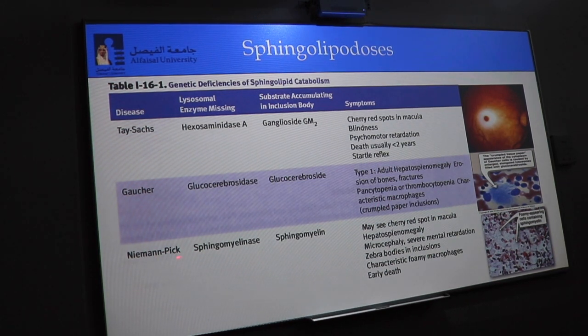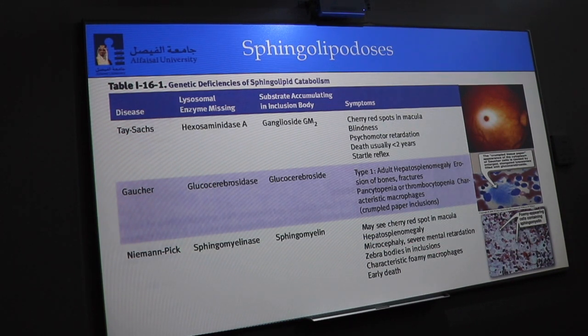The third one is Niemann-Pick syndrome or disease. It's characterized by accumulation of sphingomyelin because of deficiency of sphingomyelinase. You may have a cherry red spot in the macula, but here there is more problem in the organs and early death may occur.